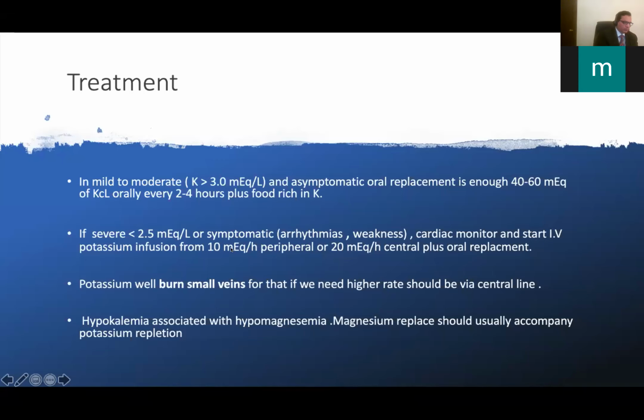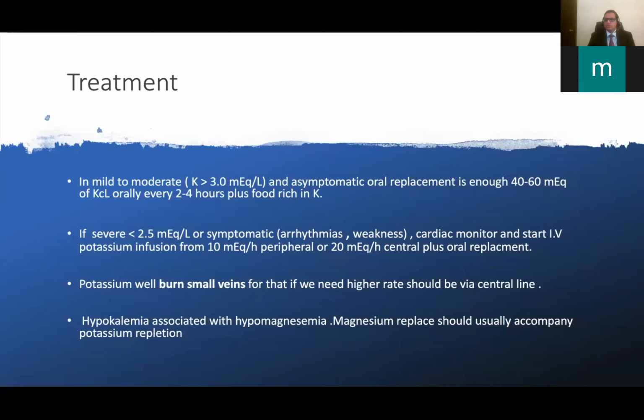So why 10 milliequivalent in the peripheral line? There are some references that go up to 20 milliequivalent if you have a big peripheral vein like the antecubital, but most hospital policies go with 10 milliequivalent per hour in the peripheral line. So go with the safest option, or 20 milliequivalent through the central line. Why? Because potassium infusion will burn small veins if it's concentrated and fast. So this is behind it, to protect from the local complications of the potassium infusion.